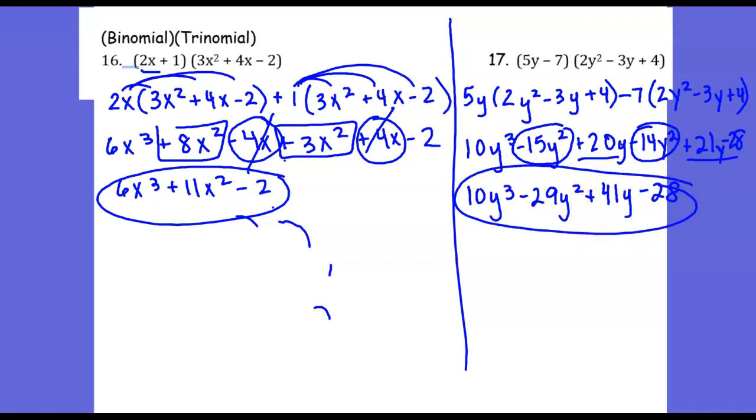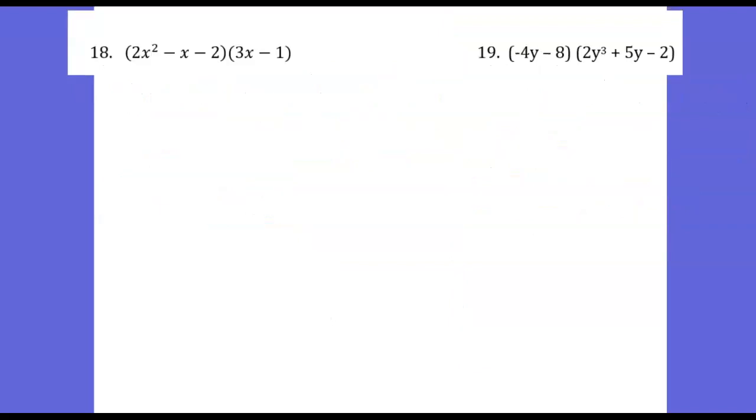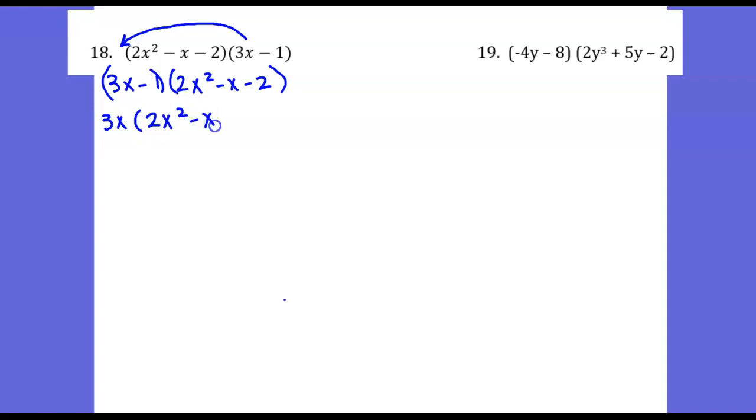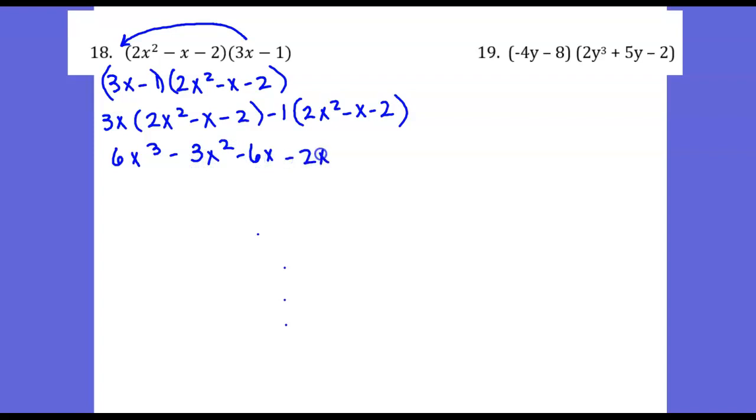All right, for purposes of time, I'm just going to do a couple more. Again, I'm going to switch the order and bring the 3x minus 1 to the front. You don't have to do that; it makes it easier for me to keep myself organized. 3x is going to be multiplied by 2x squared minus x minus 2, and then we've got minus 1 times 2x squared minus x minus 2. We distribute: 6x to the third minus 3x squared minus 6x minus 2x squared plus x plus 2.